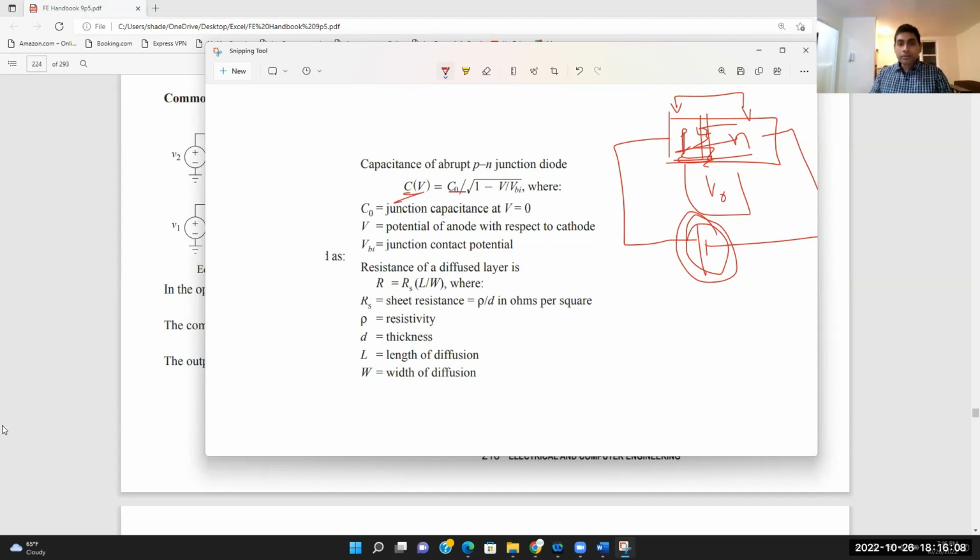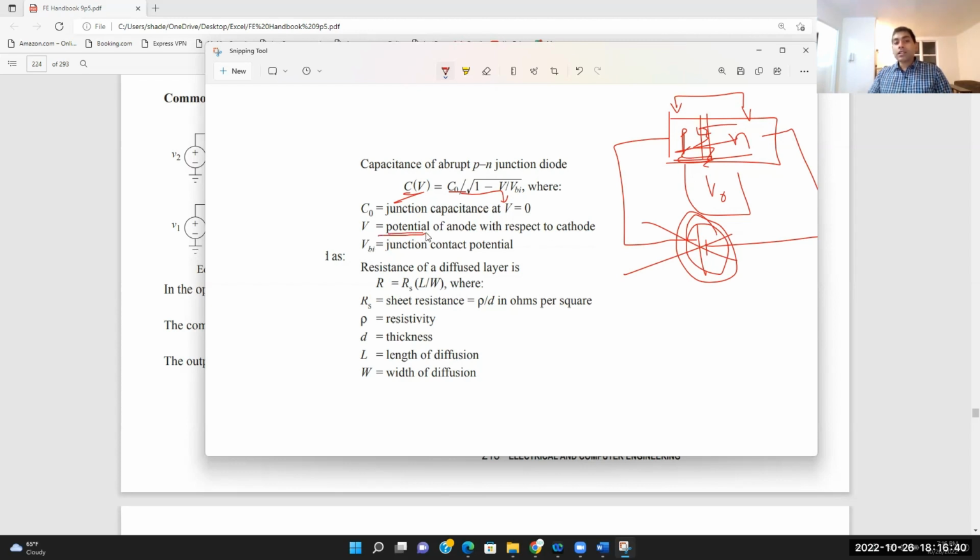If you're trying to figure out how much capacitance you need to apply, C naught is the junction capacitance at 0 volt. That means when you are not applying any voltage to it. Provided you're not applying any voltage, if you're trying to figure out the capacitance, this is what you need to do. The next thing is the potential at the anode with respect to the cathode when you apply a voltage. That is what you need to figure out.